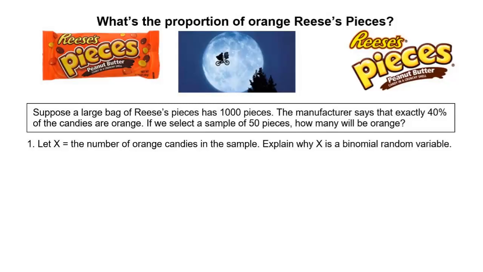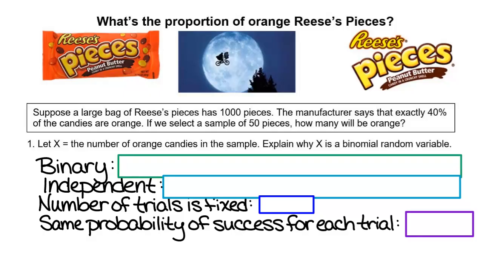What do we have to check to see if it is a binomial random variable? BINS. What's the B stand for? Binary. I: Independence. N: Number of trials is fixed. And then S: Same probability of success for each trial. So, is this binary? Yes. What would success be here? Orange. And failure? Not orange.